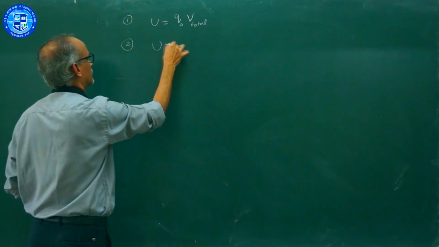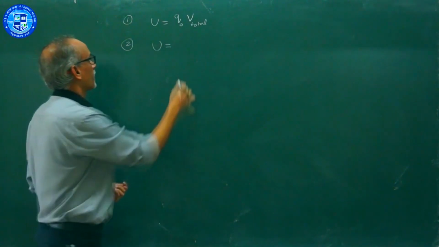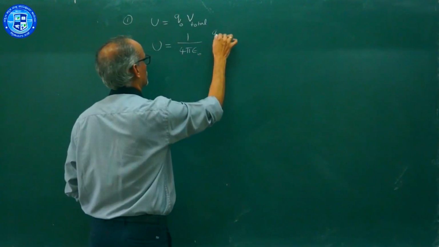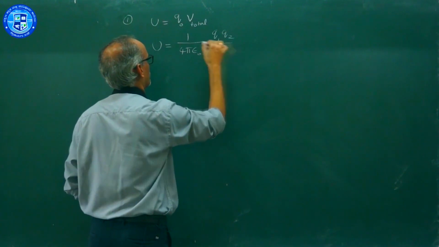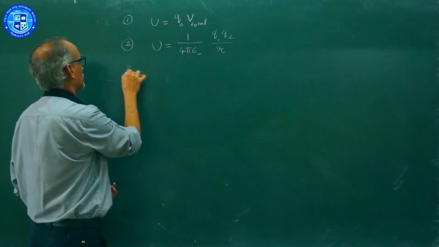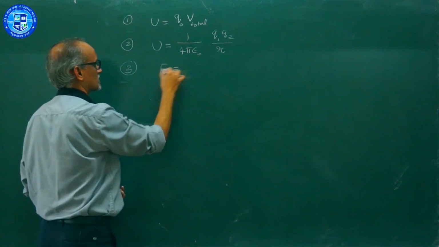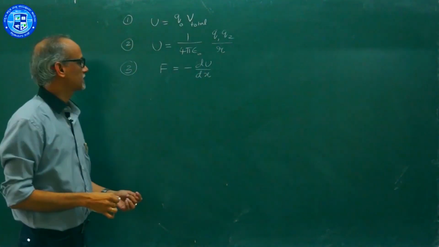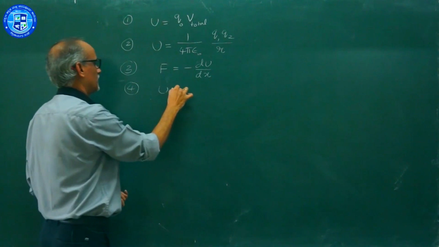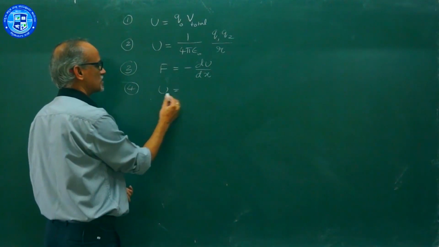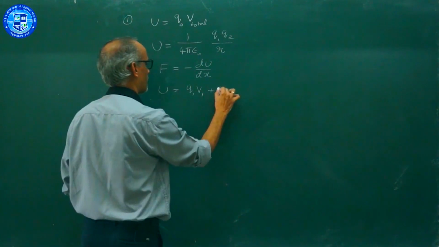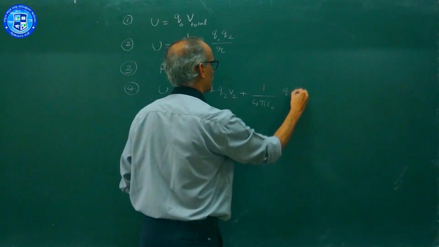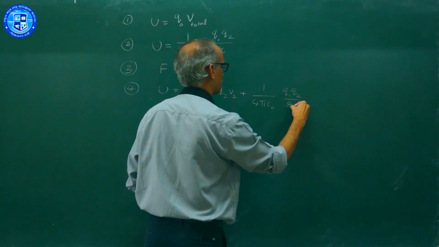Then energy stored in the system of 2 charges in the absence of external electric field is 1 by 4 pi epsilon naught Q1 Q2 by R. With this, you can always calculate the force, which is the negative potential energy gradient. In the presence of external field, the energy stored in the system of 2 charges is given by Q1 V1 plus Q2 V2 plus 1 by 4 pi epsilon naught Q1 Q2 by R.